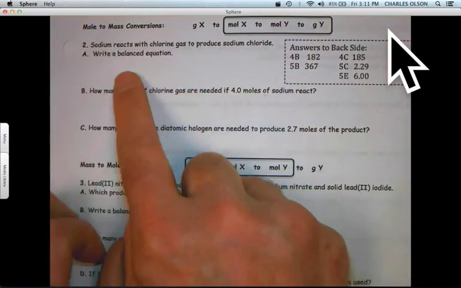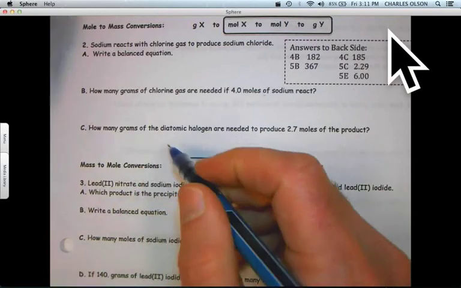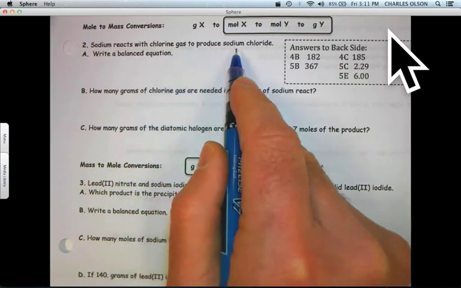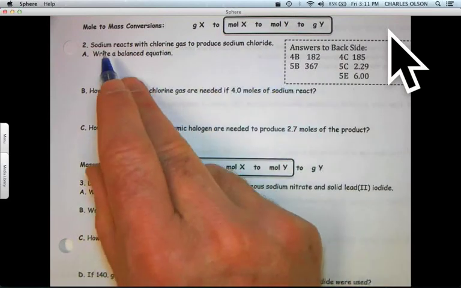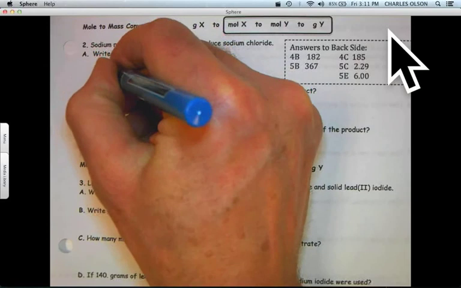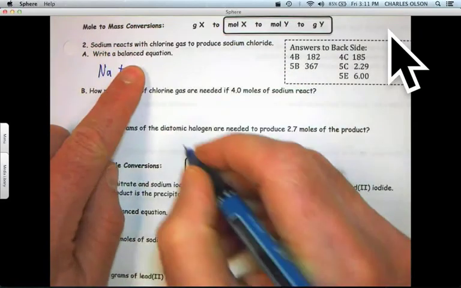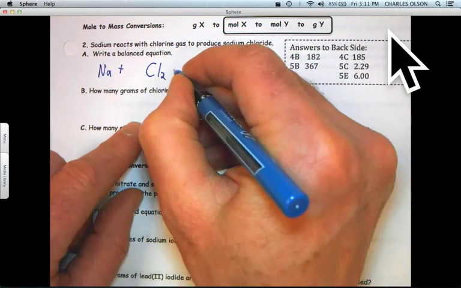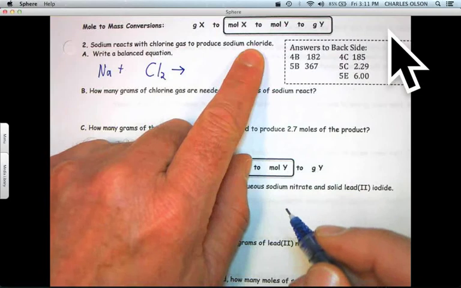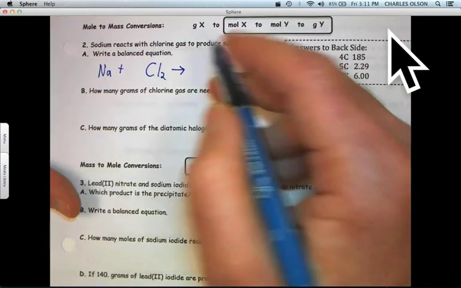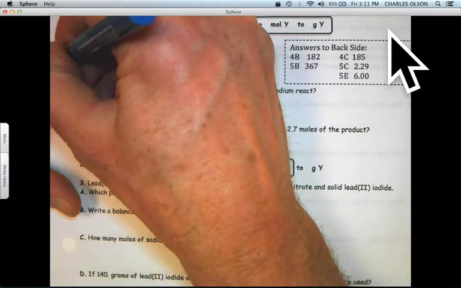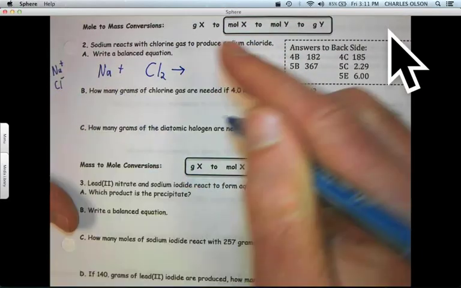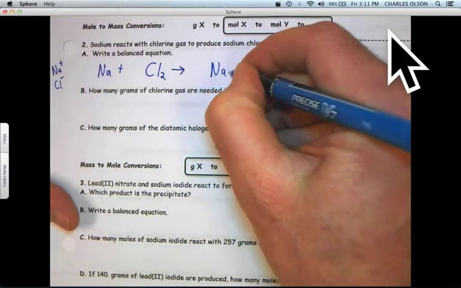First, question 2 in our worksheet. Sodium reacts with chlorine gas to produce sodium chloride. Write a balanced equation. Sodium reacts with chlorine gas, that's a diatomic Brinkelhoff element, to form sodium chloride. Sodium chloride, useful always to remember, translate out the ions, and then you can figure out the balanced formula. That is going to be NaCl.